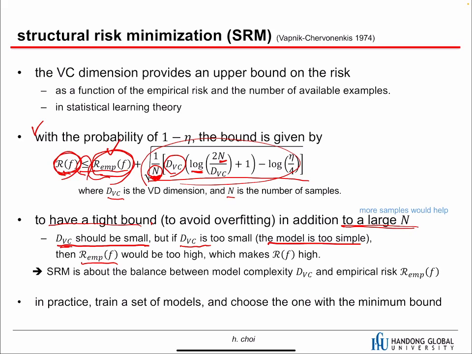So structural risk minimization is about the balance between the model complexity and the empirical risk. We want a simple model to classify, but at the same time a model powerful enough to minimize the empirical risk.